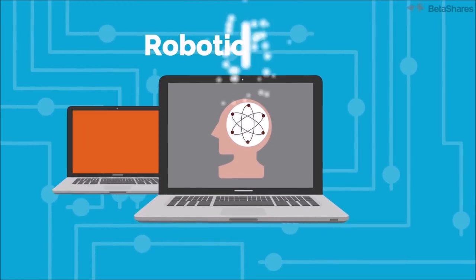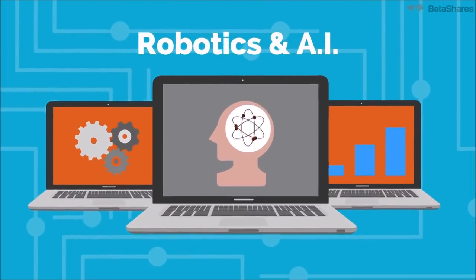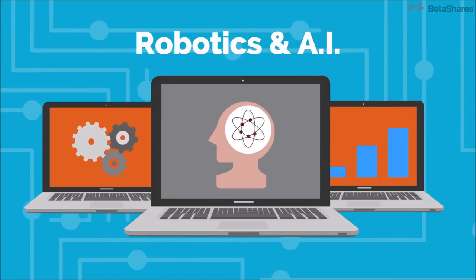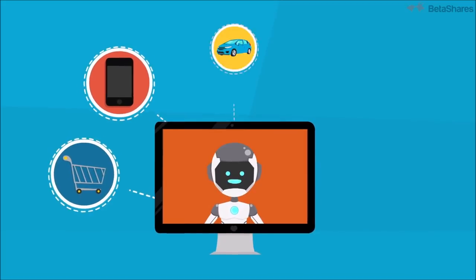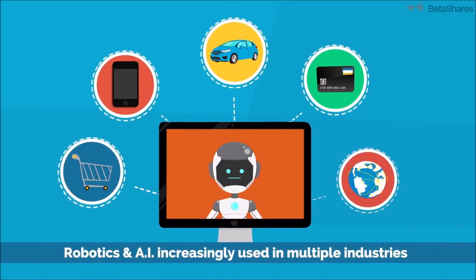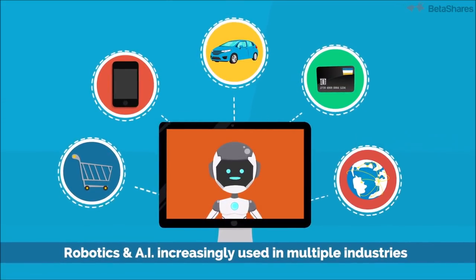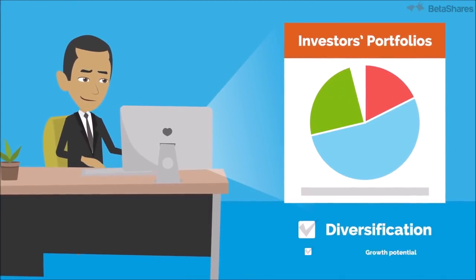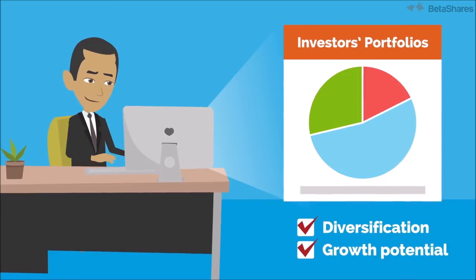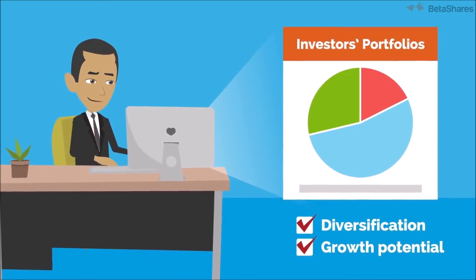Robotics and artificial intelligence, or AI, is a rapidly growing sector of technology. Companies in multiple industries are increasingly adopting robotics and AI solutions as they seek to boost productivity and efficiency. It's a megatrend that's here to stay and presents a source of diversification and growth potential for Australian investors' portfolios.